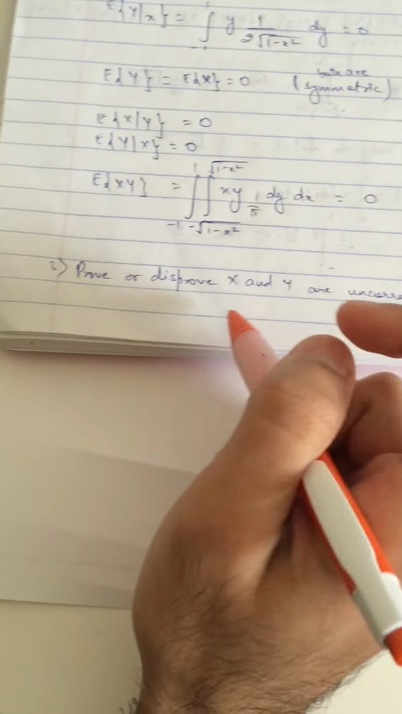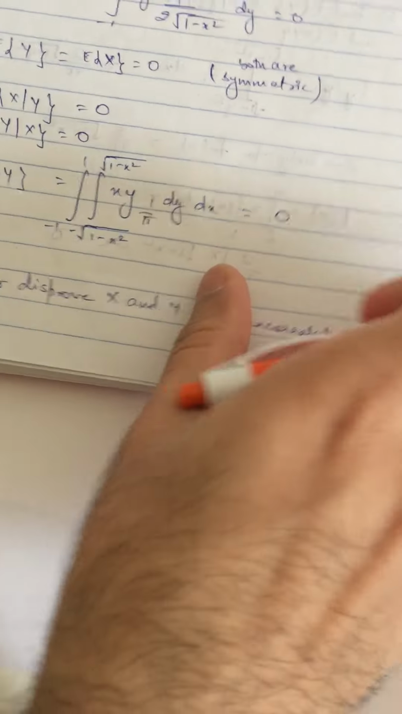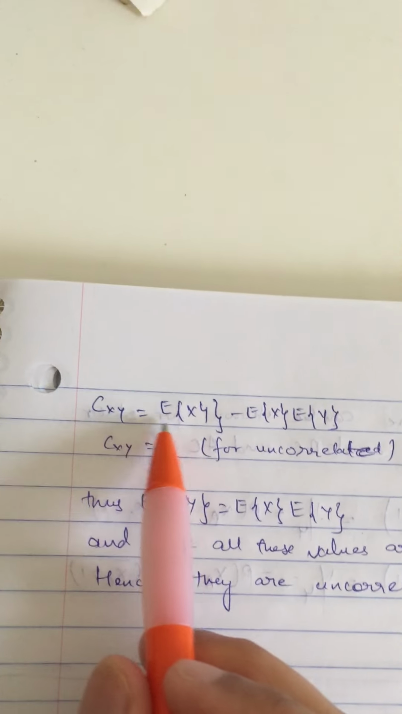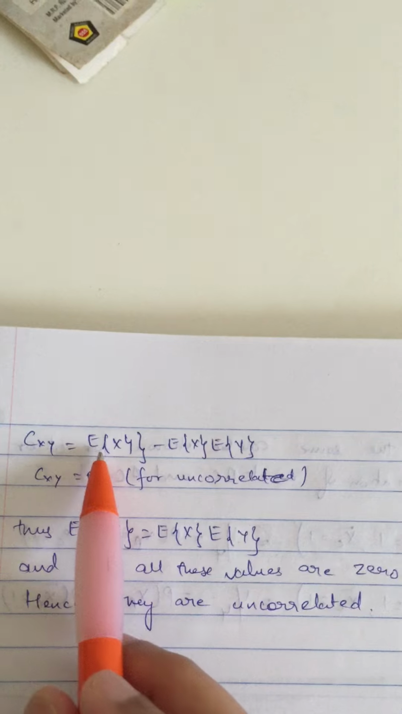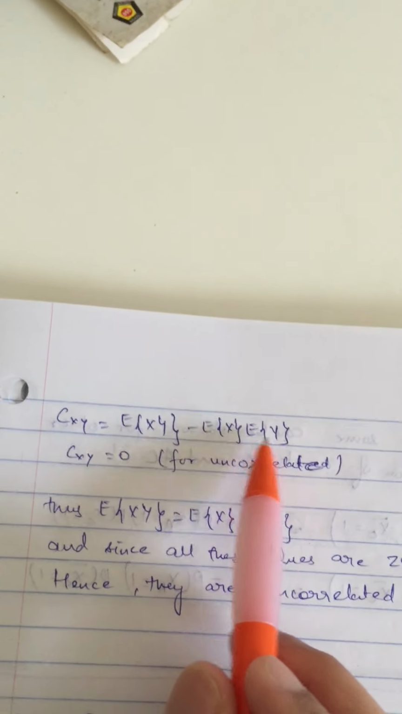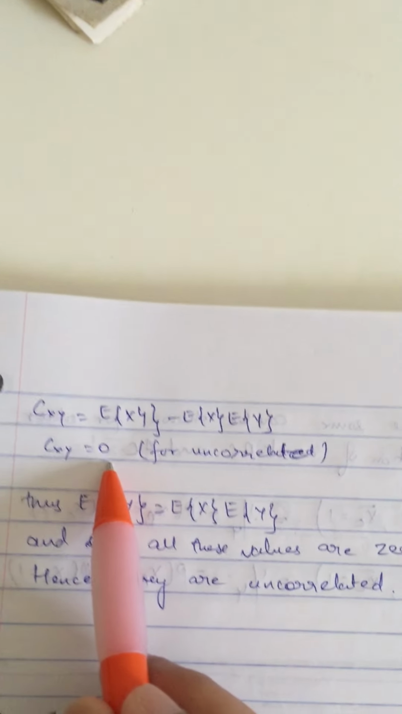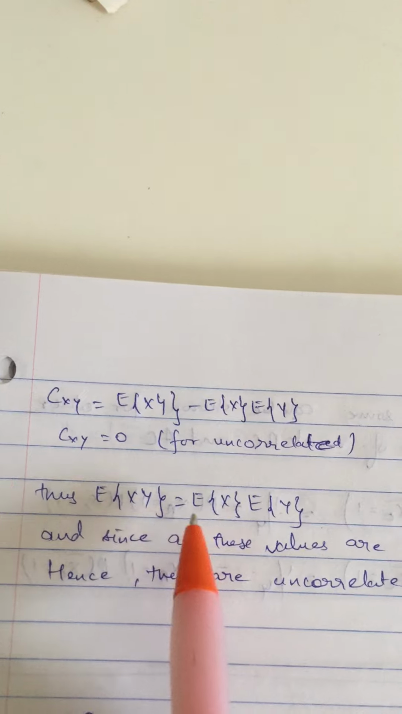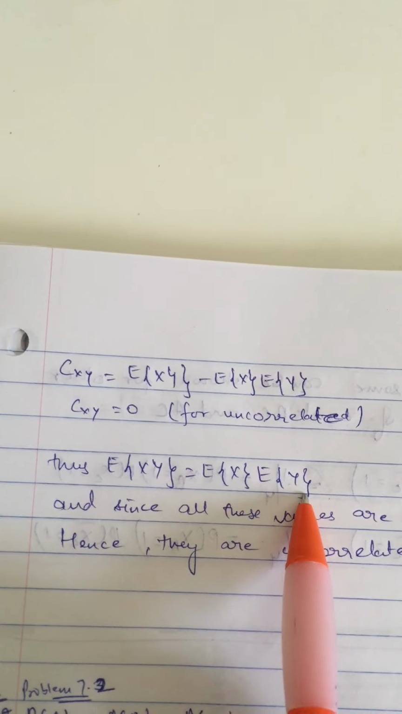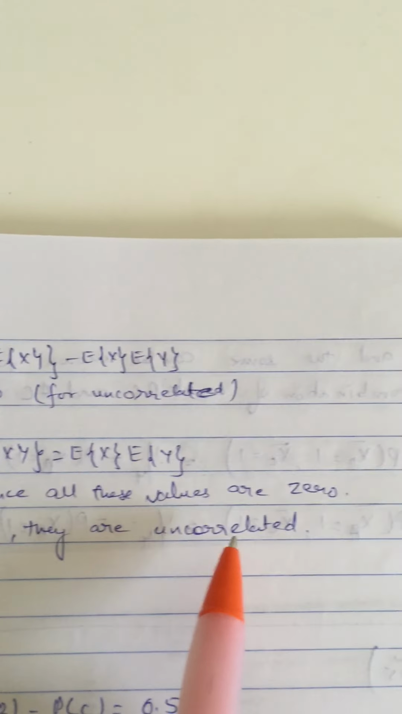Now we have to prove or disprove whether x and y are uncorrelated or not. So the covariance is Cxy equal to the expectation of xy minus the expectation of x into the expectation of y. So for uncorrelated, Cxy is equal to 0. So thus the expectation of xy is equal to the expectation of x into the expectation of y, and since all these values are 0, hence they are uncorrelated.